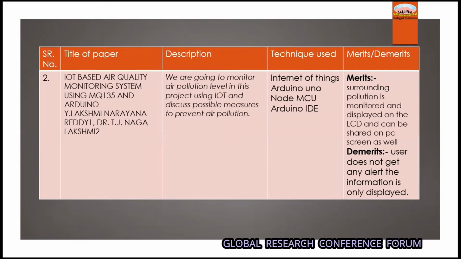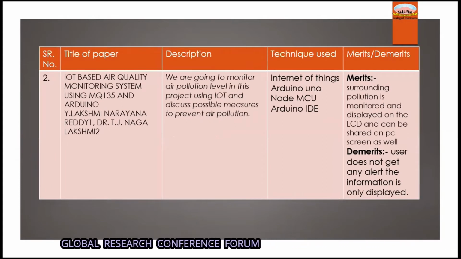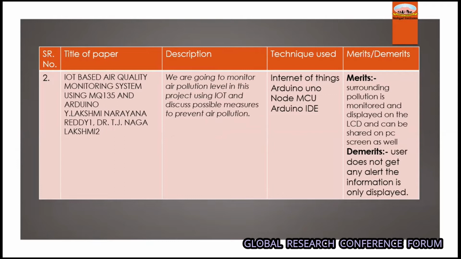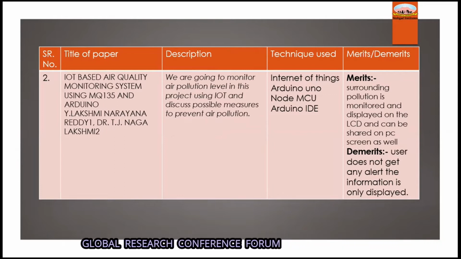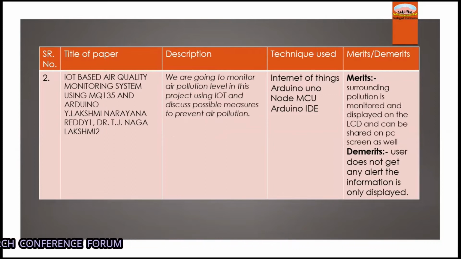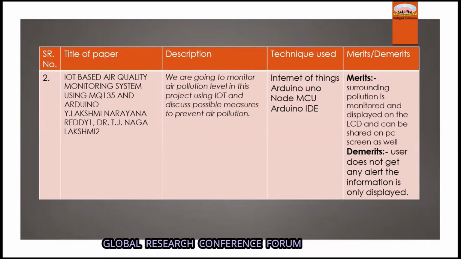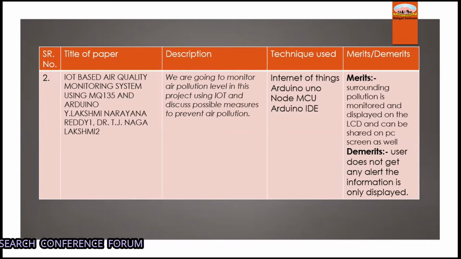As per the second paper, they monitor the air pollution levels using IoT and discuss possible measures to prevent air pollution. It has the merits that the surrounding pollution is monitored and displayed on the LCD and can be shared on a PC as well as on phones. It has one disadvantage: the user does not get any alert, the information is only displayed.